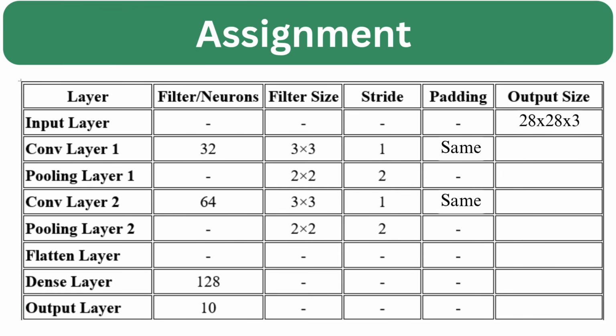Now I have an assignment for you. We have this architecture. Most of the things are the same. The difference is the input layer now has 28 by 28 input instead of 128 by 128. The second thing is the padding. Now the padding is same instead of valid. Try to calculate the output feature map dimension for each of the layer and share in the comments below.